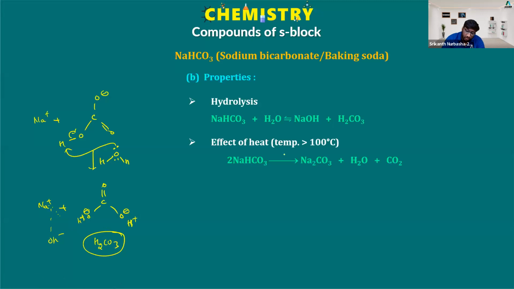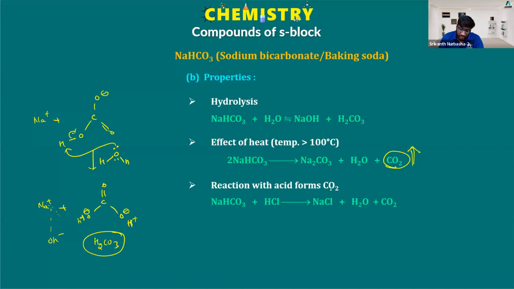Effect of heat: if you heat NaHCO3, as I have told you, it will release CO2. The same reverse reaction is going to happen. Na2CO3 plus H2O plus CO2 form NaHCO3, but if you heat the crystals of NaHCO3, carbon dioxide is going to be evolved back and Na2CO3 is obtained.